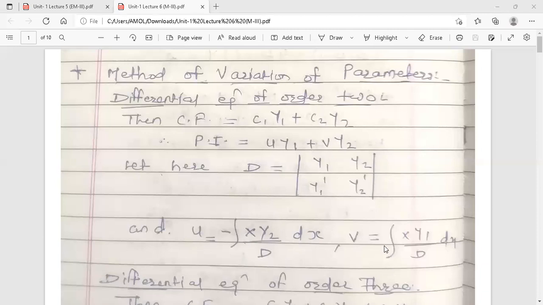Now what is v? V is equal to integration X into y1 upon D. X is the function which is present on the RHS of the given differential equation, that is that X. Y1 is from the complementary function. D is the value of this determinant, and you integrate this with respect to x, you will get the value of v. After finding the values of u and v, you put them in the formula of PI. That formula is uy1 plus vy2. Okay.